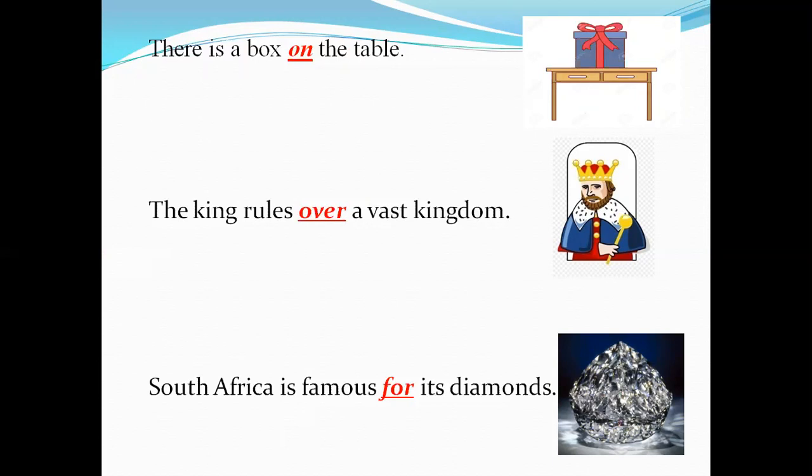The next sentence is, the king rules over a vast kingdom. Here, the preposition is over, which shows the relation between a verb, rules, and a noun, kingdom. The next sentence, South Africa is famous for its diamonds. In this sentence, the preposition is for, which shows the relation between the adjective famous and the noun diamonds.